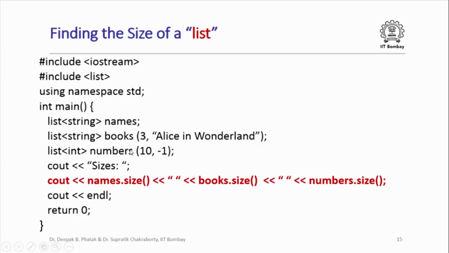Well, if I look at the 3 lists that I just created, I could then print out their sizes using the size member function. So in this particular case, I'm printing out the size of the list names, the size of the list books, and the size of the list numbers. And we know what their sizes are. This is 0, this is 3, this is 10. So this is what is going to get printed out. Sizes: space 0 space 3 space 10.